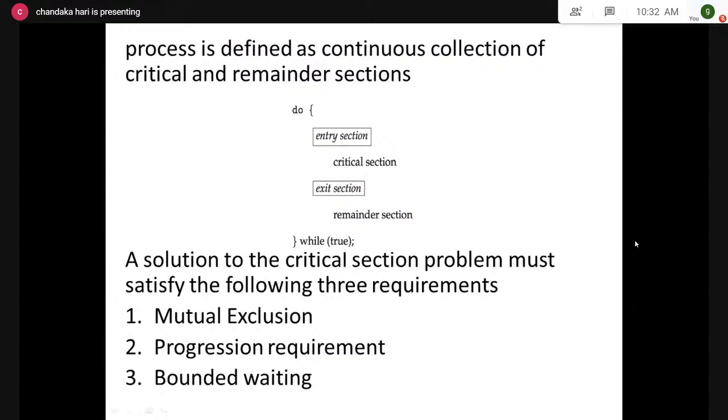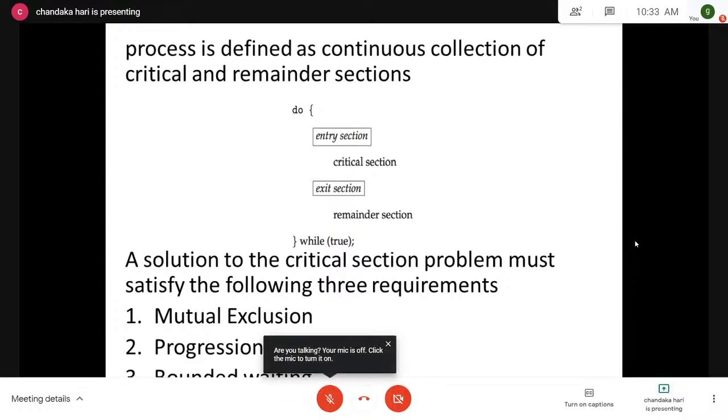That's why the process is redefined as a continuous collection of a critical section followed by a remainder section. The critical section is preceded by an entry section and followed by an exit section. The entry section indicates that whatever set of resources is required is going to be allocated to that particular process. Once the resources have been successfully allocated, it is executed in the critical section, and the releasing of resources happens in the exit section.